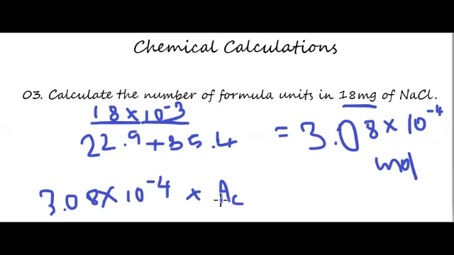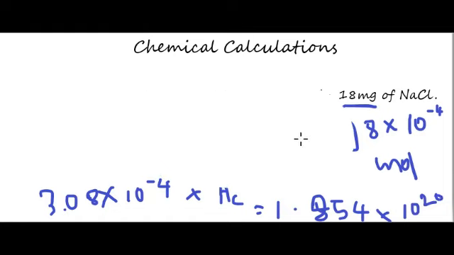So 3.08 into 10 to the power minus 4 times 6.02 into 10 to the power 23 is 1.85416 into 10 to the power 23. Hope you got it. Final answer is 1.854 into 10 to the power 23. Hope you all understood it, and let's move on to our next part.